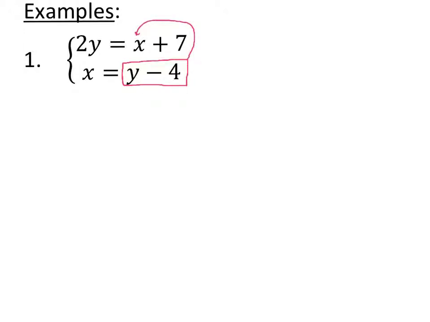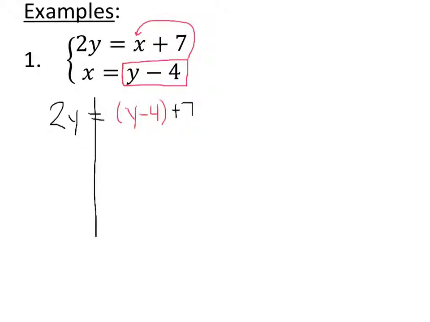Therefore, we are going to take this expression that is equal to x, and we're going to substitute it in for x. So we will take the top equation, which is 2y equals, but instead of putting x plus 7, we're going to put y minus 4 plus 7, so that we have now substituted the expression y minus 4 in for x. That is step 2. And you'll notice at this step we only have the variable y. We do not have any more x's. So now we can solve for y.